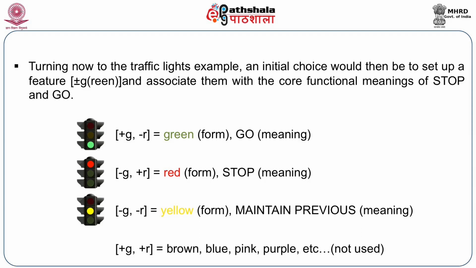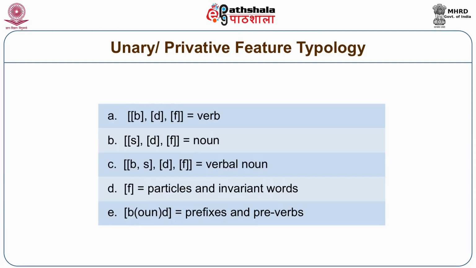Now consider how these would be described in a monovalent system. In a monovalent system, a verb would have the features B, D and F. A noun would have the features S, D and F. A verbal noun would have the features D and F plus the feature geometry BS. Particles and invariant verbs would end up having just a feature F. But to describe prefixes and preverbs, we would have to set up an independent and new feature, bound.